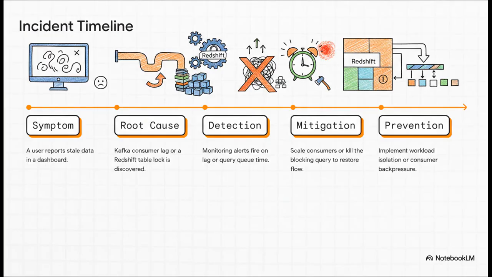A typical incident? It almost always follows the same script. The symptom is a user on Slack saying, "Hey, the data's stale." So you start digging, and you find the root cause. Maybe Kafka consumer lag has been creeping up for hours, or maybe a long-running BI query is blocking your ETL loads in Redshift. You detect this with good monitoring. You get an alert on lag, or query queue times, or lock waits. Your immediate fix, the mitigation, is to kill the query or scale up your consumers. But the real work, the prevention, is implementing better workload isolation or back pressure, so this exact thing doesn't happen again next week.